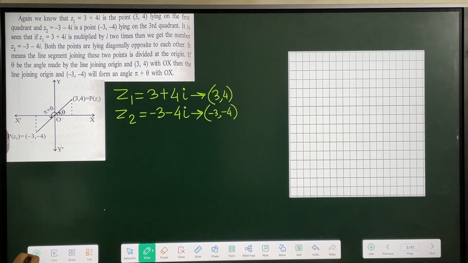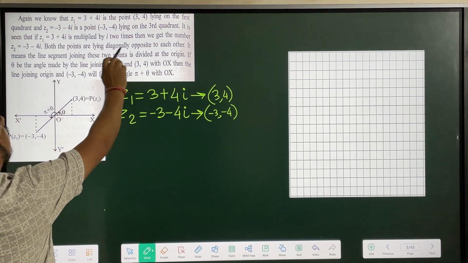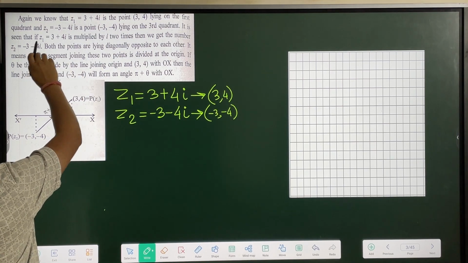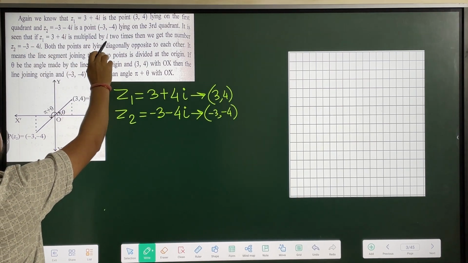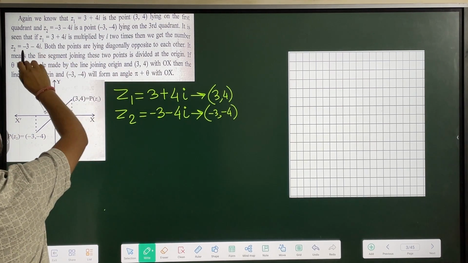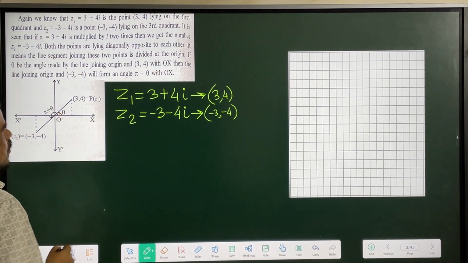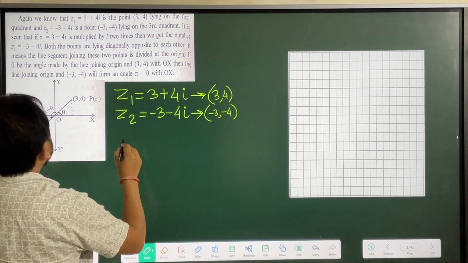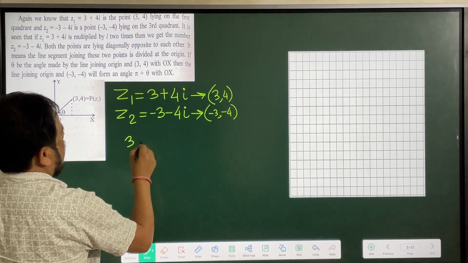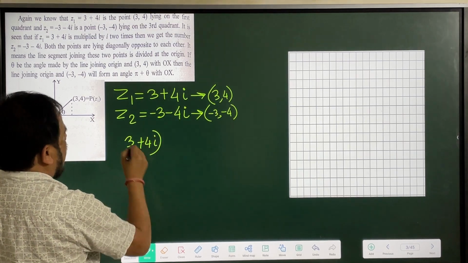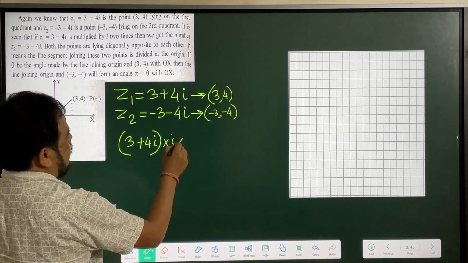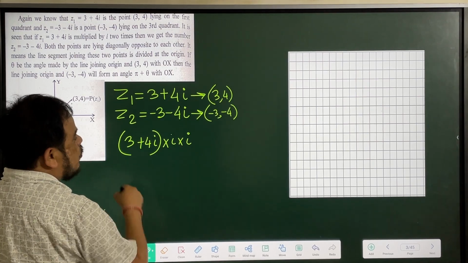Now it is seen that if Z1 is multiplied by i 2 times, then we get the number minus 3 minus 4i. So we will see now, 3 plus 4i, if we multiply by i 2 times, what do we get?